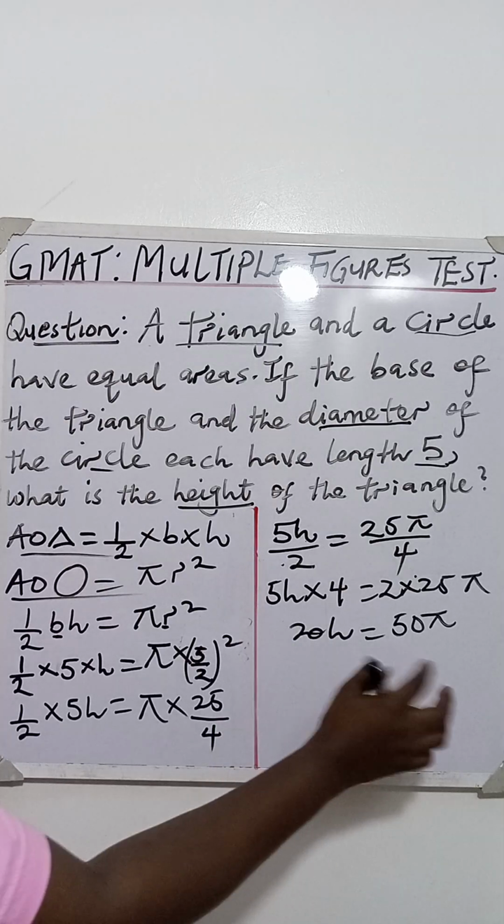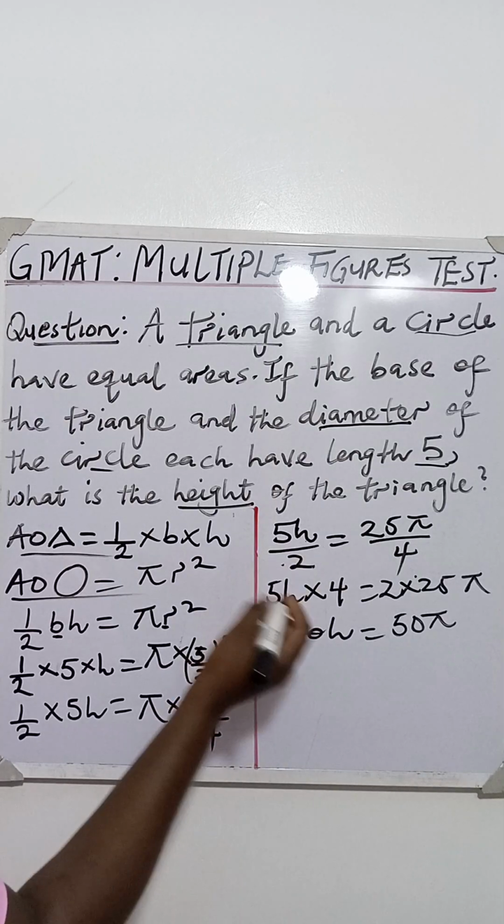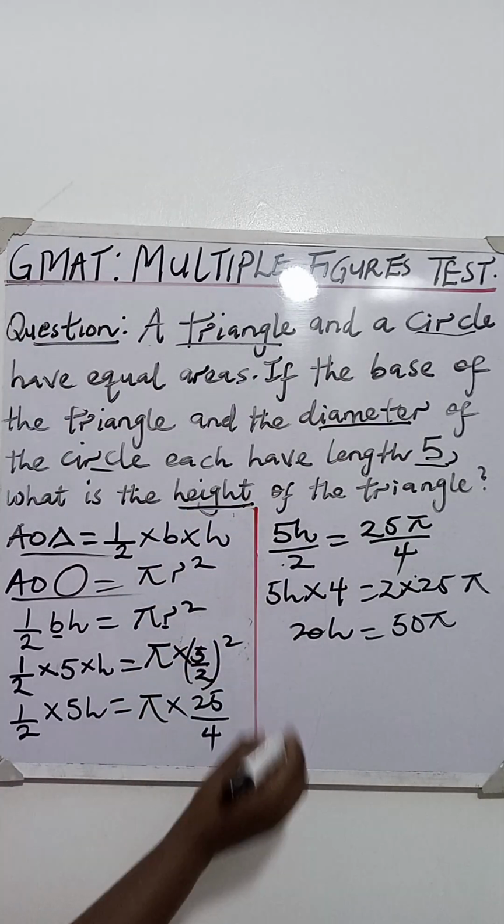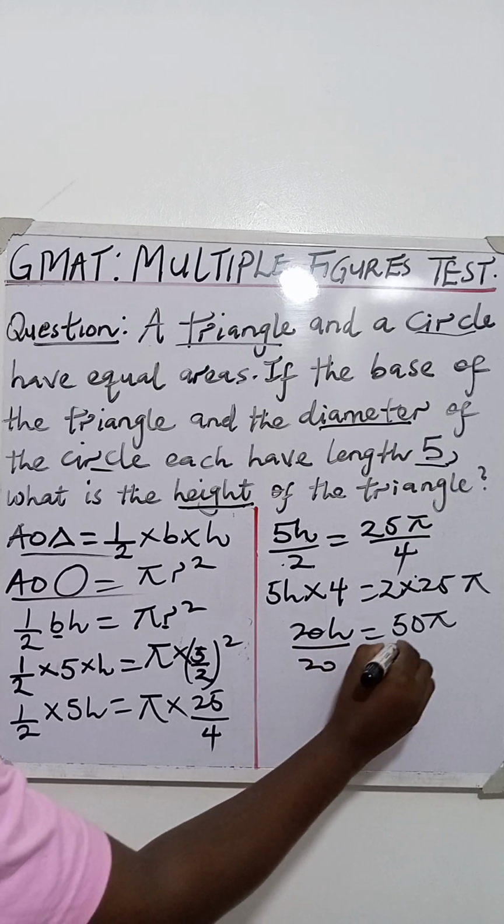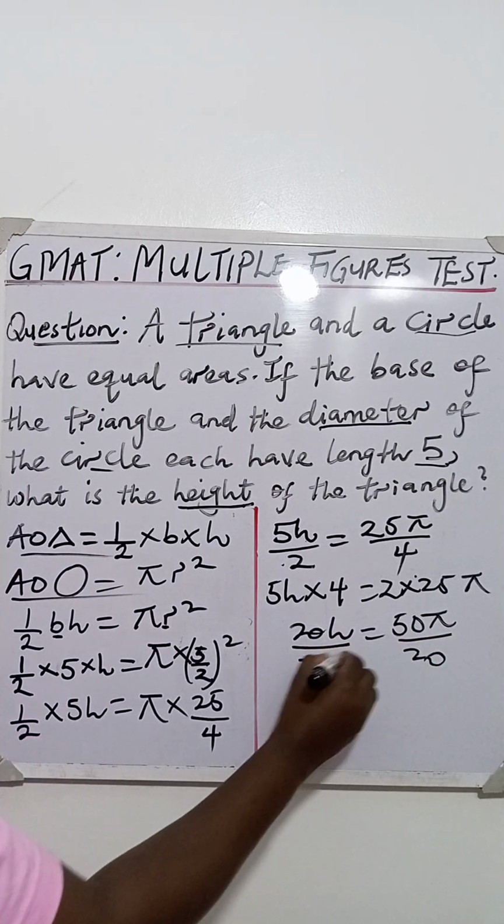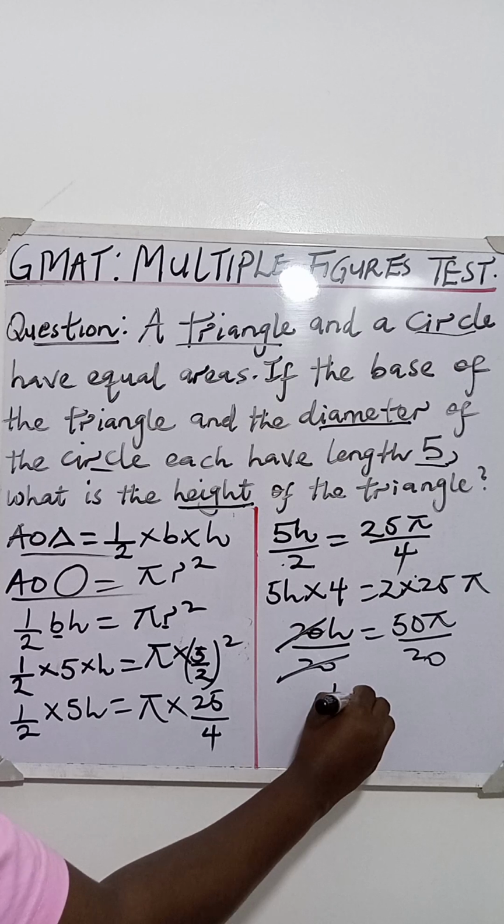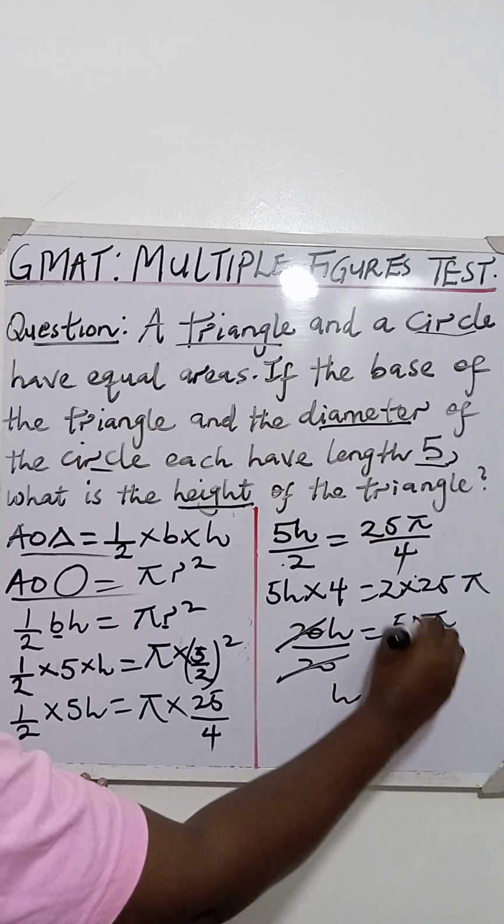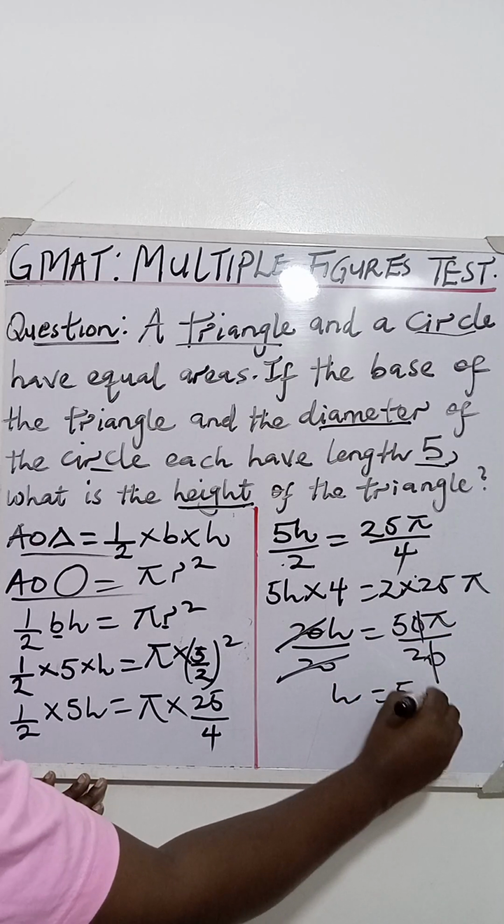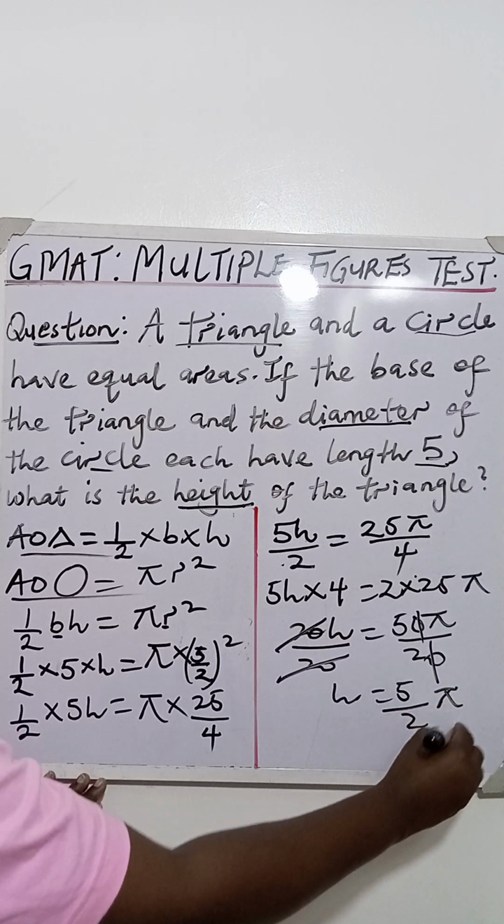So we divide both sides by 20 because we are actually looking for the height of the triangle. So dividing both sides by 20 now, this we cancel out. The height will be equal to what? 0 we cancel 0. The height will be equal to 5 over 2 pi.